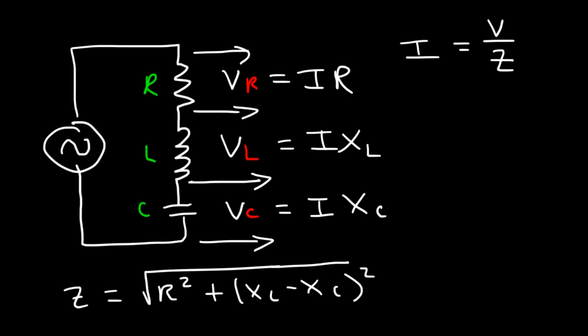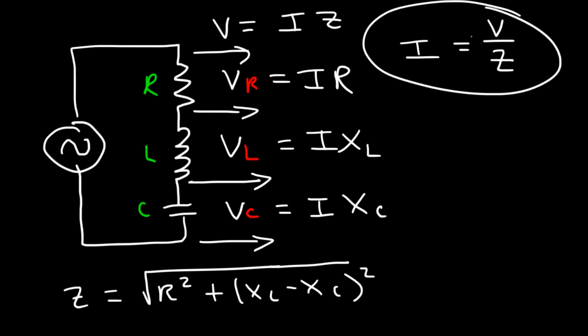So Z has the same unit as resistance. Just as V equals IR, V is equal to IZ. So that's how you can find the total current in the circuit: just take the voltage divided by the impedance. Now there are some other equations that you need to know.